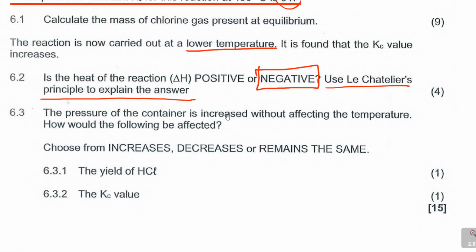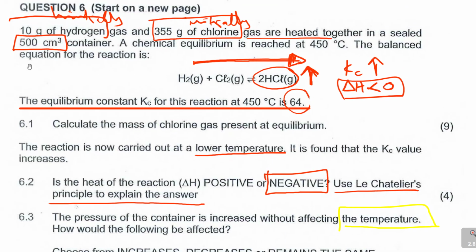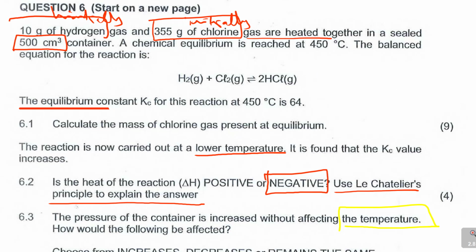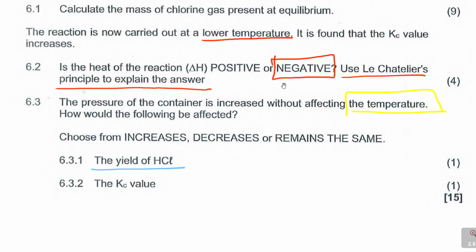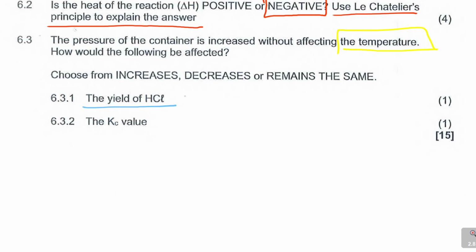It says the pressure of the container is increased without affecting the temperature. How will the following be affected? Now, increasing the pressure, as long as the temperature is not changed, the yield of HCl. Let's look at this. Pressure. Whenever you're talking about the yield and you're looking at pressure, look at these ratios. 1:1:2. So you have 2 moles on this side, and on this side, what do you have? 2 moles. When you've got 2 moles and 2 moles, pressure does not do anything. It won't change anything. So the yield of this will remain the same.